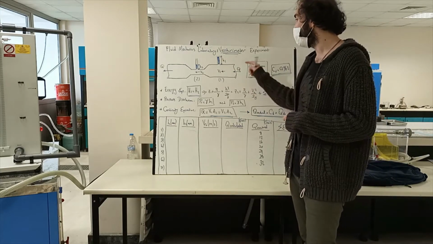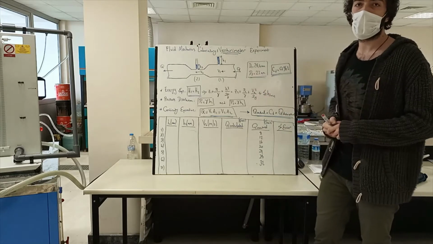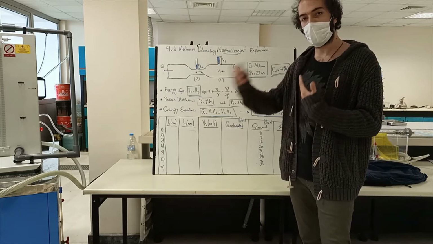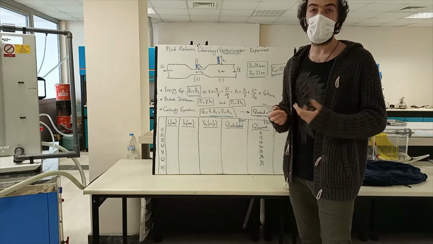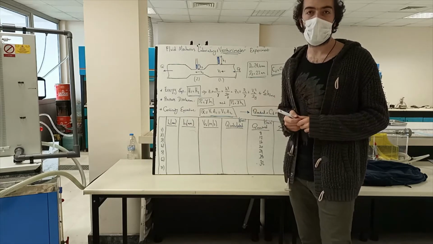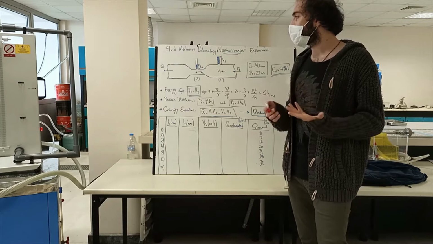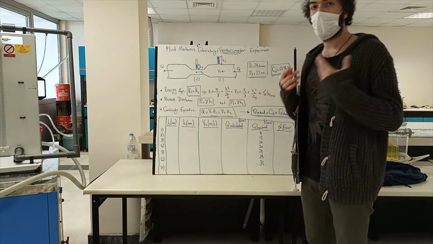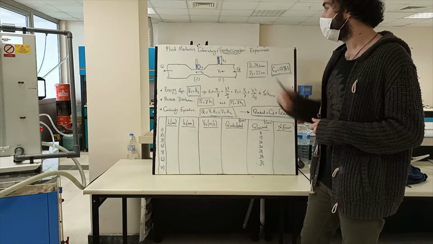As you know, the flow rate is represented by Q, which is the volume of fluid passing through a section in a unit time, and its unit is meter cubed per second. So the basic purpose is to determine the flow rate, the discharge in this system.